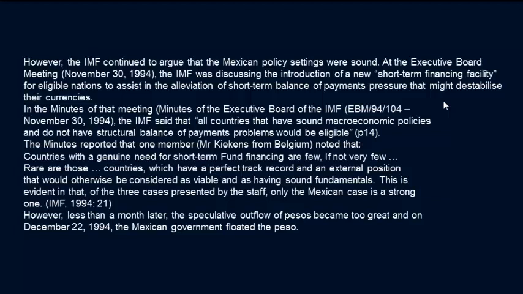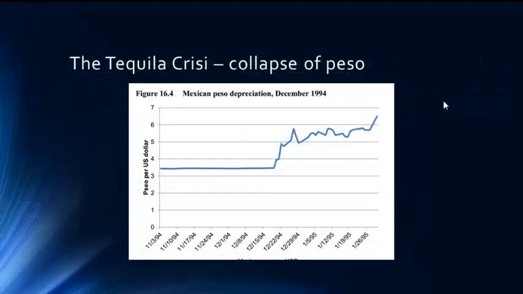The IMF continued to argue that the Mexican policy was sound. At a meeting on November 30, 1994, they said that Mexico is following a good policy and we should support them. But within a month the speculative outflow became too great and the Mexican government floated the peso. This is what happened to the peso: after the float, it suddenly went from 3.5 to 7.